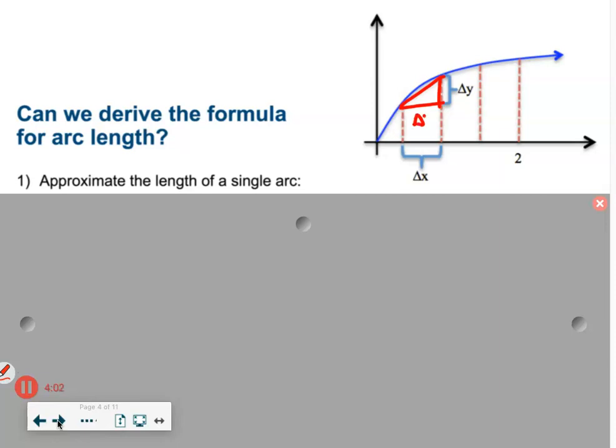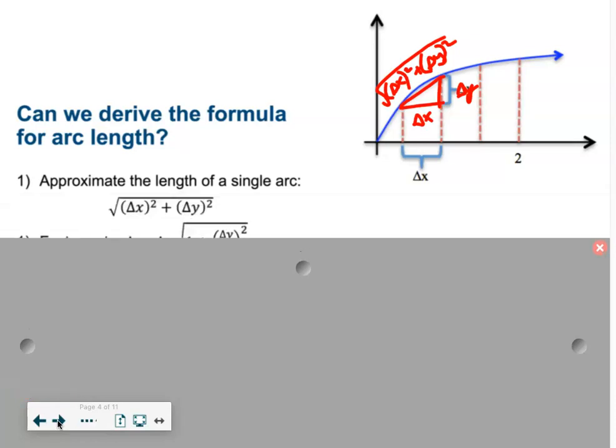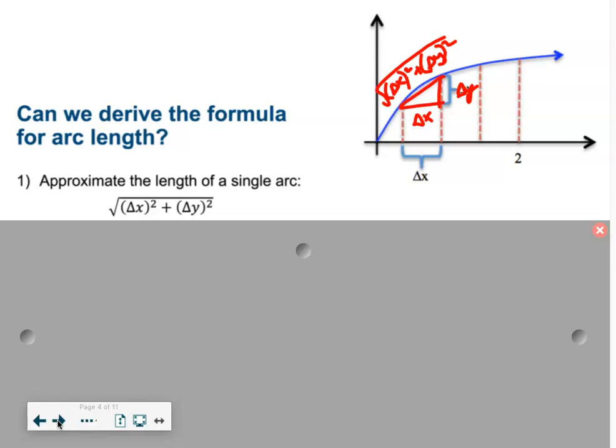This length is delta x. This length is delta y. So our approximation would be the square root of delta x squared plus delta y squared, right? Okay. All right, so that would be the approximate length of a single arc, the square root of delta x squared plus delta y squared. Change in x, change in y. All right, so you get the little hypotenuse of this triangle.